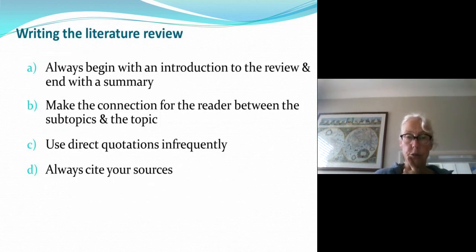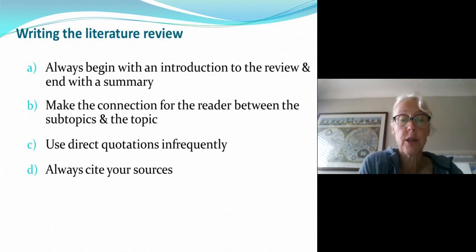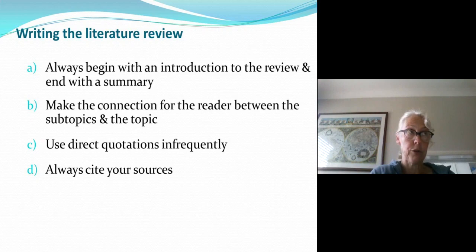So when you write a literature review, we generally begin with an introduction, and we generally have a summary at the end, to set the scene and also to try to tie things together. We want to make a connection for the reader between subtopics and your overall topic. So if you suddenly start talking about higher education institutions in the middle of your dissertation on FOMO, explain why. This is probably because you want to focus on students and what happens in higher education institutions. But sometimes it's not clear.